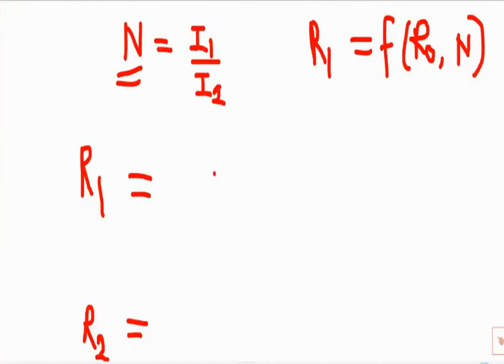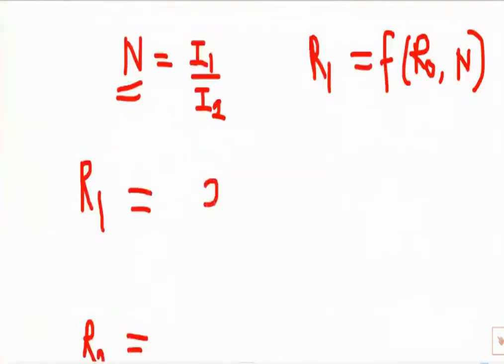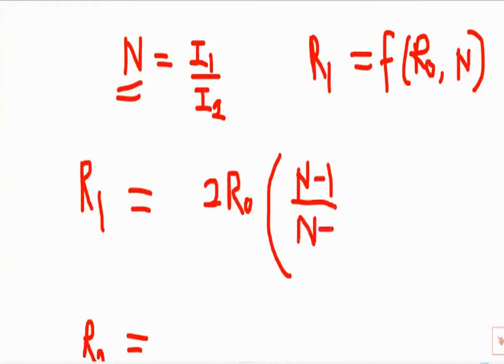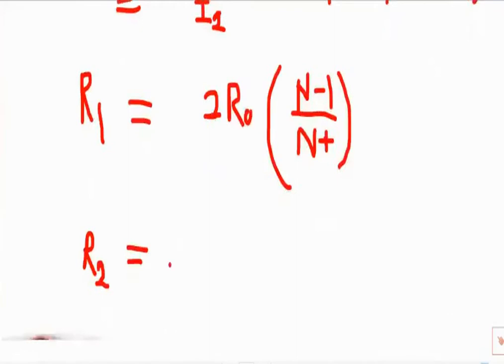The R1 formula by derivation comes out as 2R0 times (N minus 1) upon (N plus 1). And the R2 formula is R0 times 2N divided by (N square minus 1).